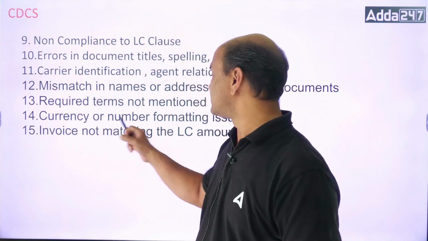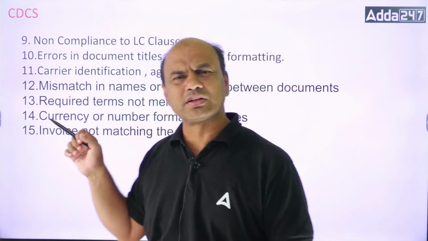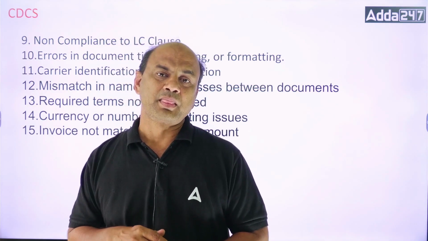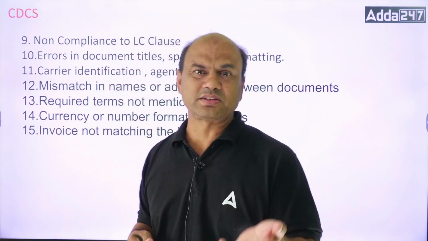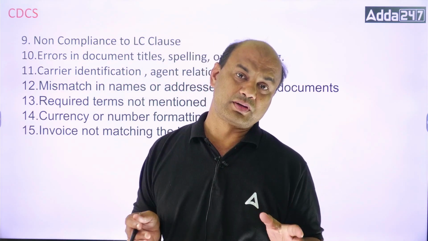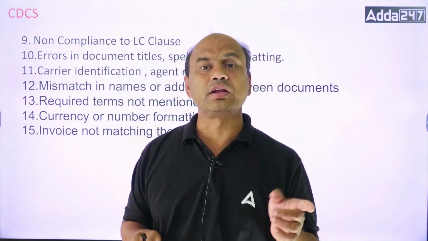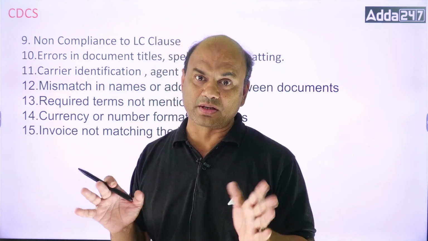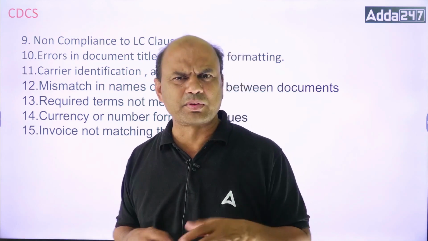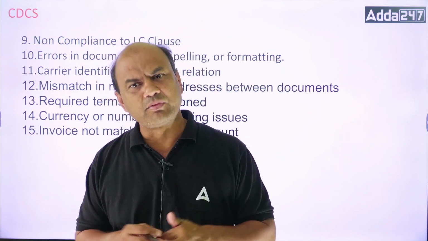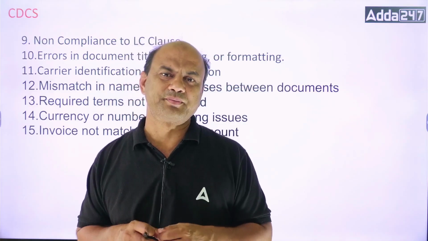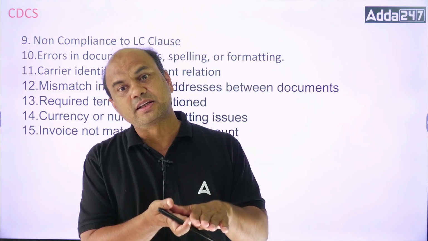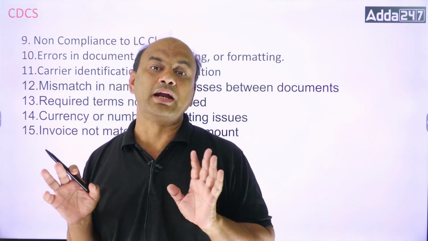So currency or number formatting, even there is a clause on this number also. Number means what? LC number, credit number. ISBP means DocDex has also given this, that if the credit number is not there on the documents, you can't consider it as a discrepancy as far as it is attached. All the documents are attached. On certain document, credit number may not be there. But if it is in the same group, same bunch, and you are able to trace that it is related to that presentation only, then you cannot add it as a discrepancy.